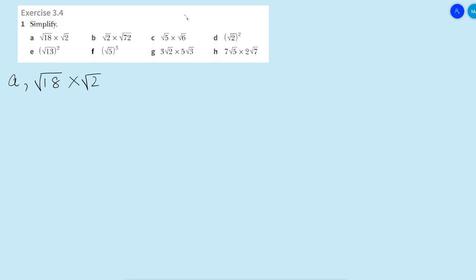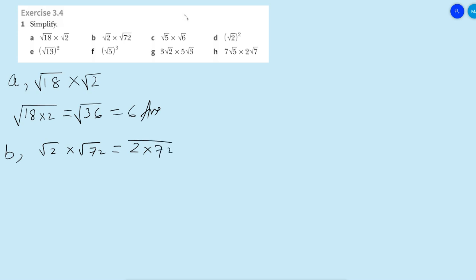What we see in the theory of surds is that when two roots are multiplied, we can multiply their values and write only one root. 18 twos are 36. Square root of 36, you know, is 6. So 6 is the answer. Very, very easy. Similarly, part B: root 2 multiplied by root 72. When two or more roots are multiplied, their values are multiplied as well, so 2 into 72. 2 into 72, you know, is 144. You can check by using a calculator. And you know, the square root of 144 is 12. So 12 is the answer of part B.